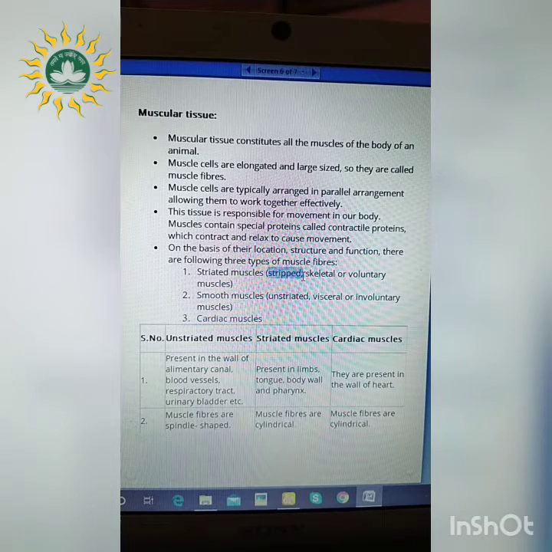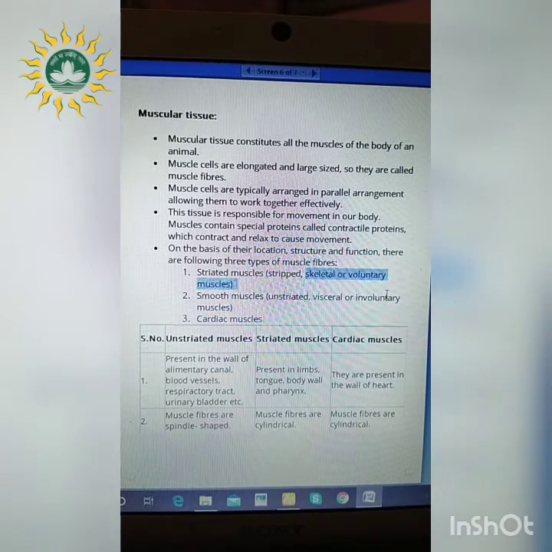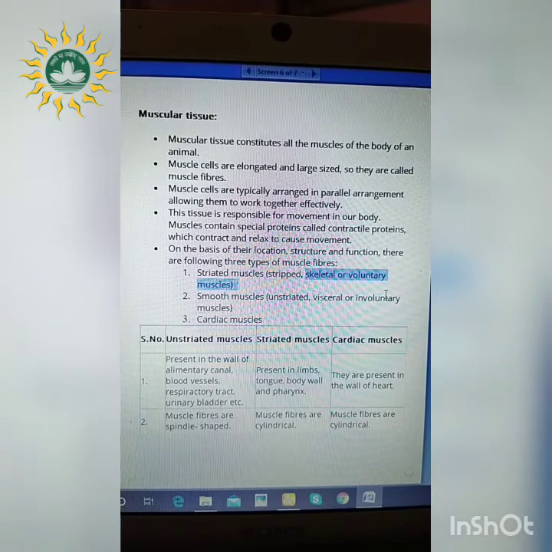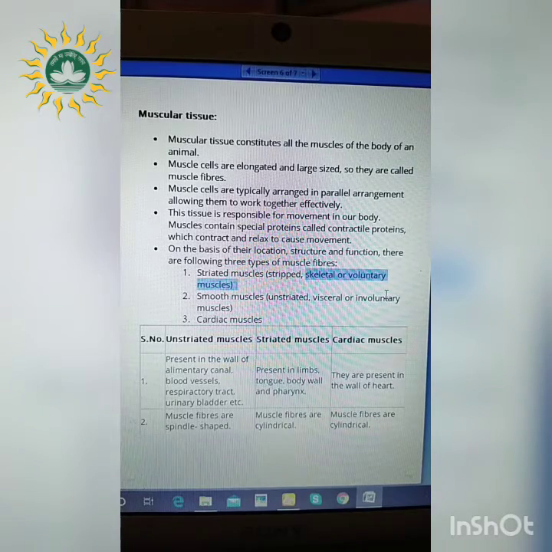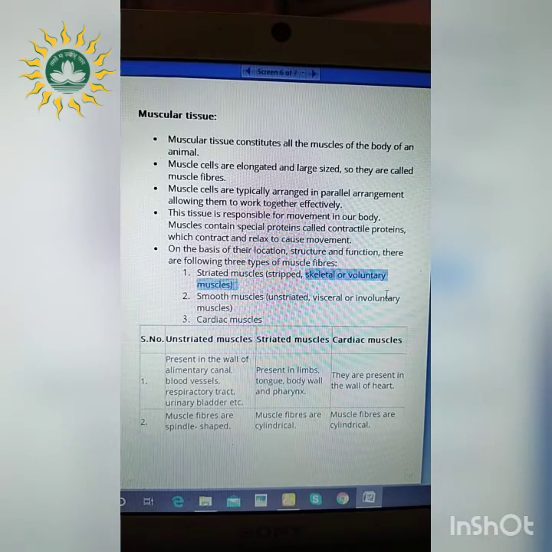They are striped. That means stripes are present: skeletal or voluntary muscles. Now, what does voluntary mean? Voluntary means whatever is present, we can work according to our will. Our function we can do according to our necessity. That is called the voluntary muscles.